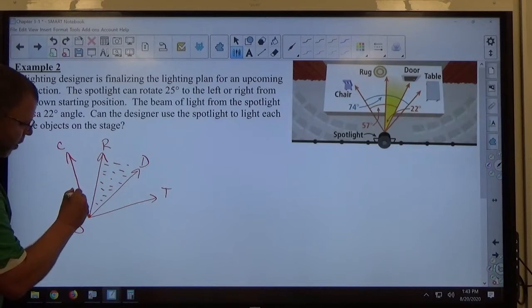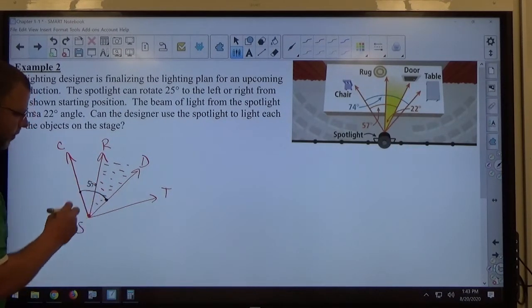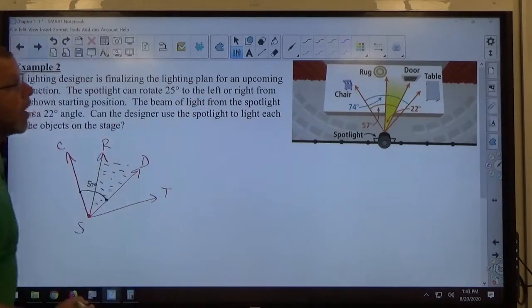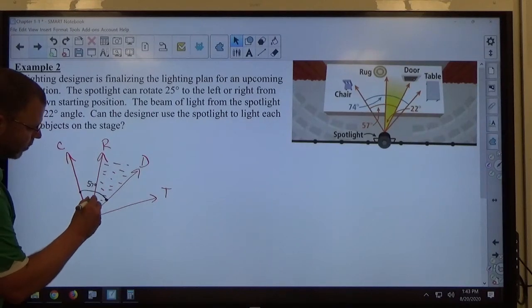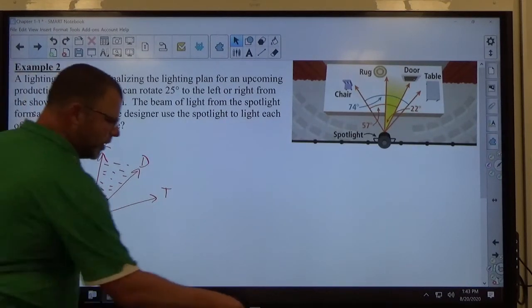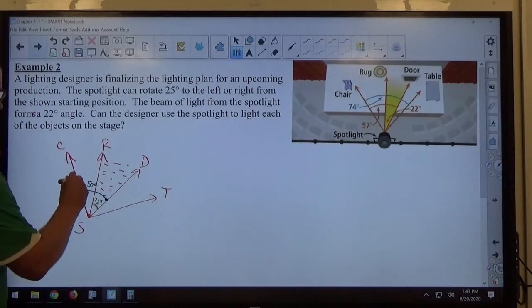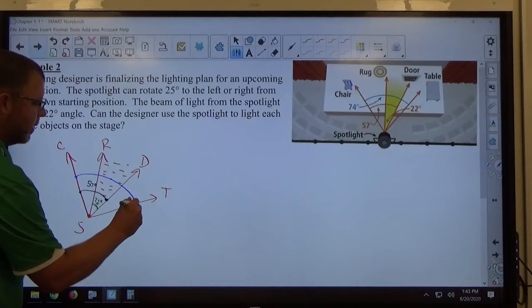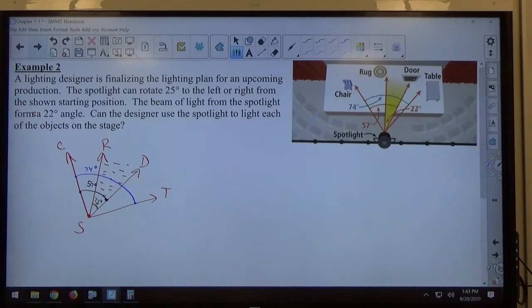So from here all the way around to here, they're saying is 57 degrees. They're telling me that from the rug to the door, that angle is 22 degrees. And they're telling me the angle from the chair to the table, which is this, is 74 degrees. They gave me the whole big angle, another angle that's bigger than just the two individual angles, and this really small angle here, that 22-degree angle.